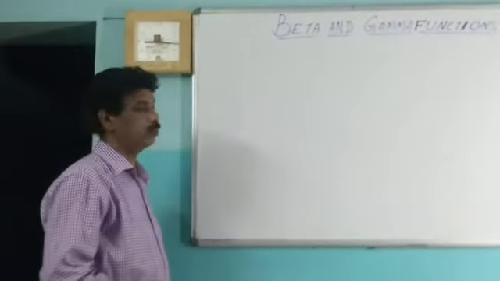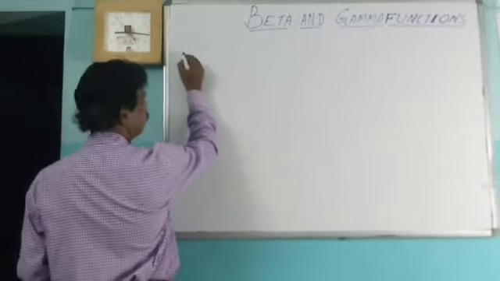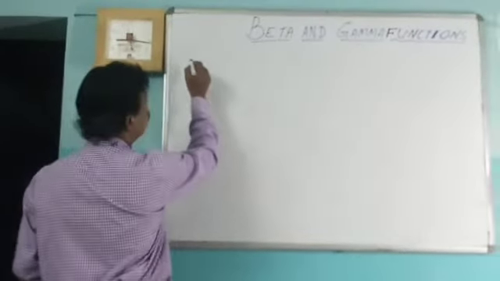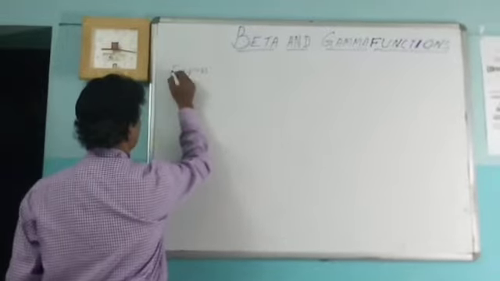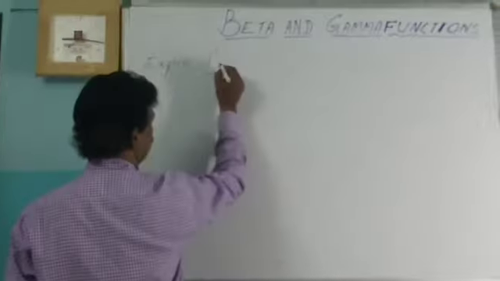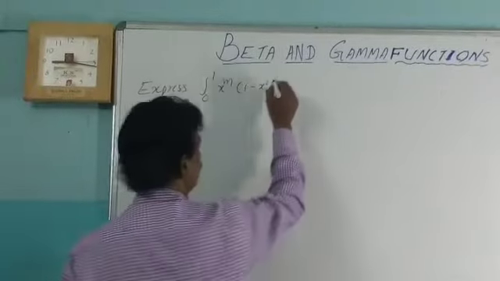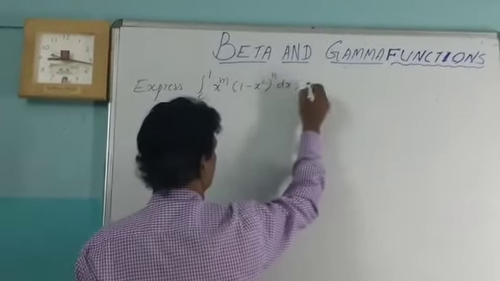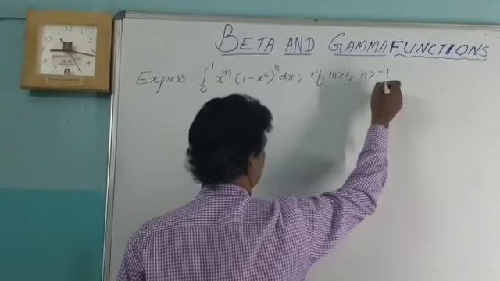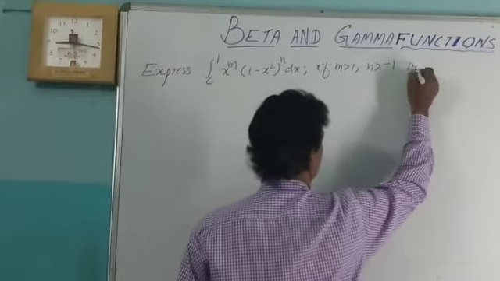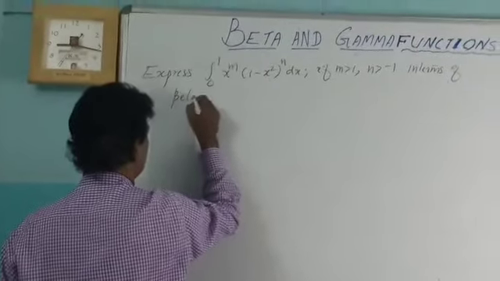We can do some problems based on beta functions. Read the question. Question 1. Express integral 0 to 1 x raised to m into 1 minus x square, the whole raised to n, dx, if m greater than minus 1 and n greater than minus 1, in terms of beta functions.